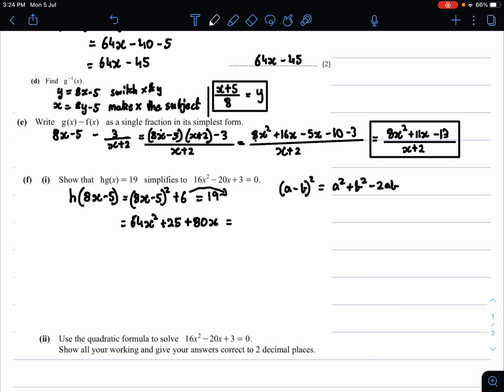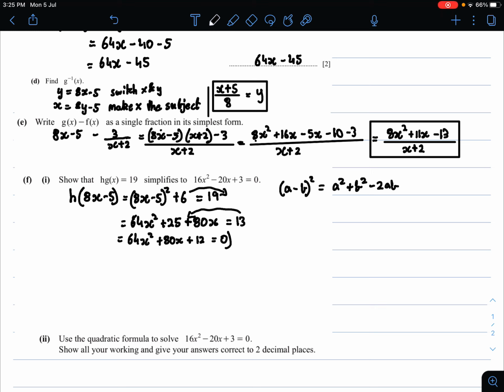So positive when taken to the other side of the equation becomes negative. Therefore 19 minus 6 is equal to 13. So we can just rewrite this equation, 64x square plus 80x plus 25, so we can take 13 to the other side of the equation. So positive when taken to the other side becomes negative. So 25 minus 13 gives us positive 12. So therefore equal to 0 now.